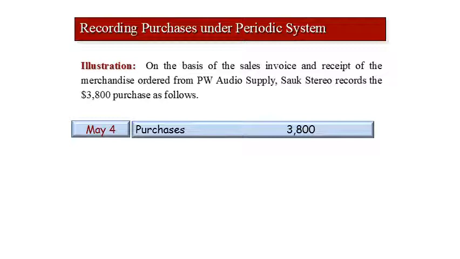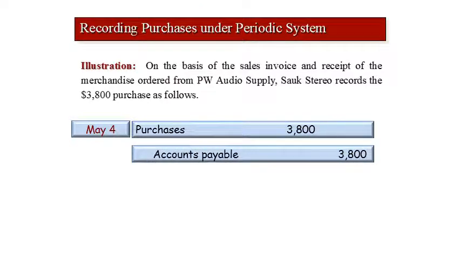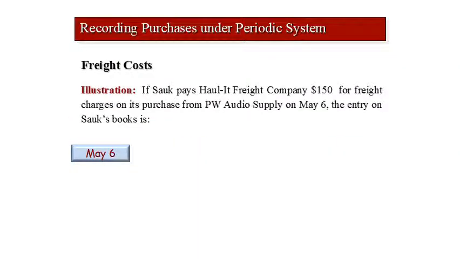Why debit? Because it is a kind of expense, and expenses are debit nature. These purchases were on account, so accounts payable. So the entry will be purchases debit 3,800, credit accounts payable 3,800. What about the freight cost? The company paid $150 for freight charges on its purchases.